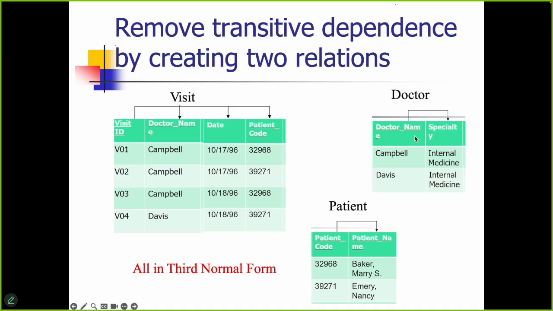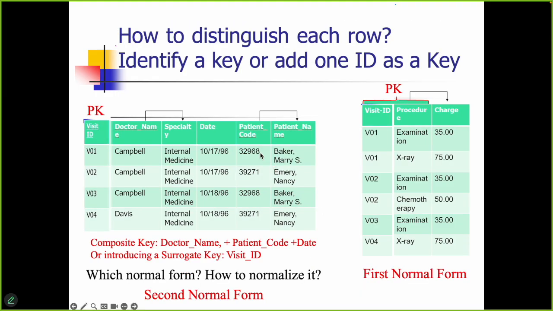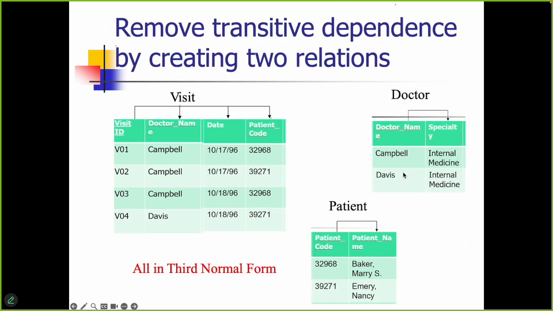You will see we break that big table into 3 separate tables. So you break it from the dependencies. For example, there was a dependency between doctor name and specialty. Okay, that's fine. Put it in a separate table. There is a dependency between patient code and patient name. Okay, put it in another table. Remove them from this big table and put them in separate tables.